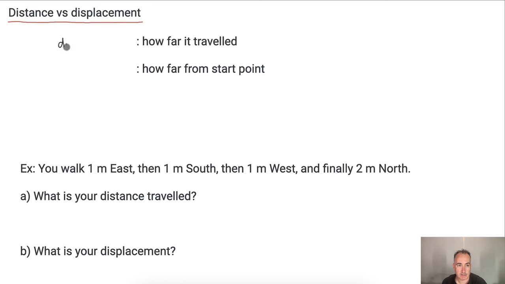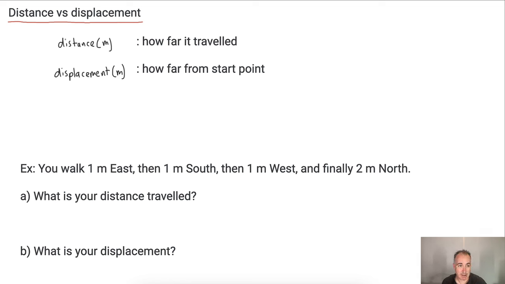We'll do distance first. Maybe that'll be the best to do. Distance, remember, that's in meters. And remember, displacement is also in meters. Now, what's the difference? We can see it here. All right, so the difference is distance is just how far you've traveled.